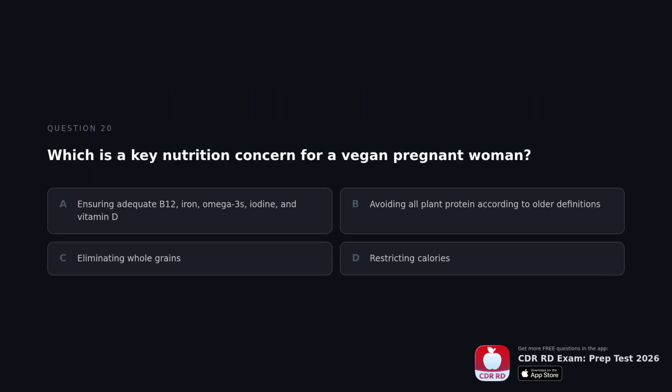Which is a key nutrition concern for a vegan pregnant woman? A. Ensuring adequate B12, iron, omega-3s, iodine, and vitamin D. B. Avoiding all plant protein according to older definitions. C. Eliminating whole grains. D. Restricting calories.